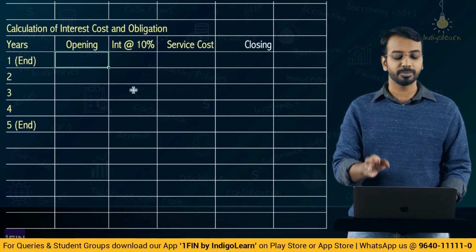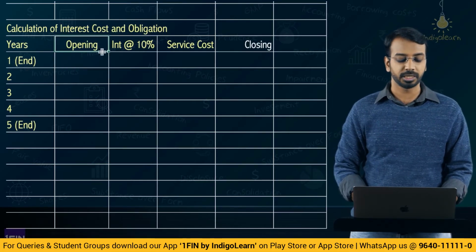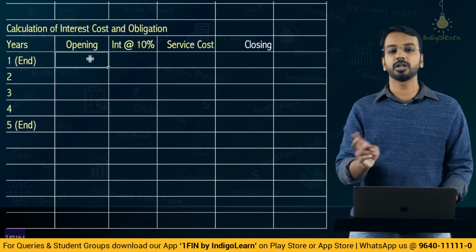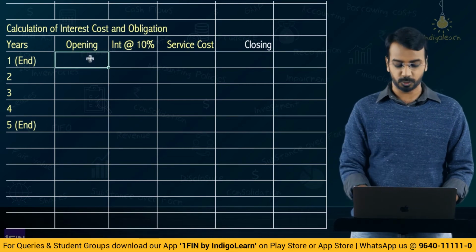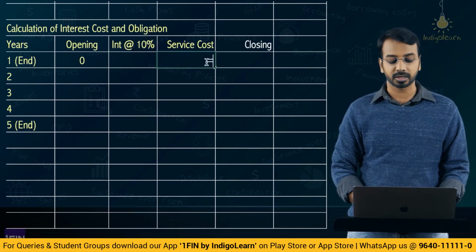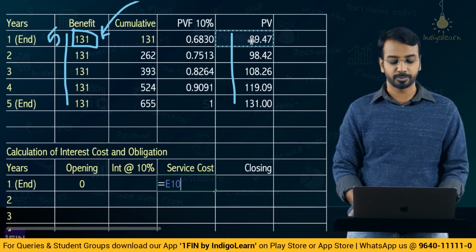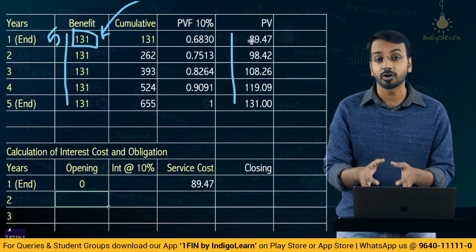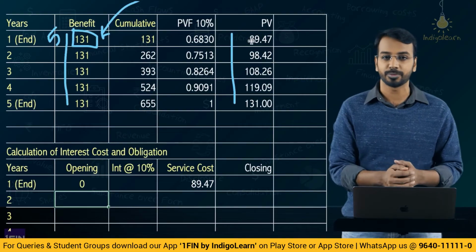Now what is the opening balance of obligation? When I say opening here and closing here, this refers to this obligation, right? What is the opening obligation? There is no opening obligation, so it is 0. And when do we recognize the service cost? We will recognize the service cost at the end of the period. So that is how much? 89.47. So service cost recognized at the end of the period is 89.47.